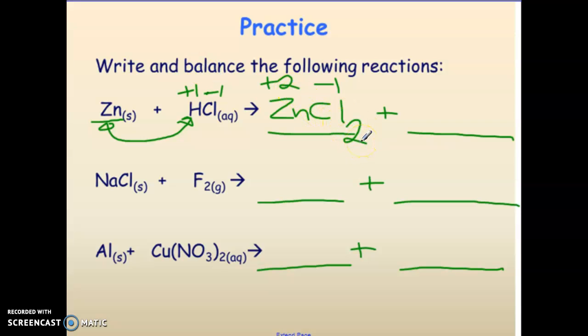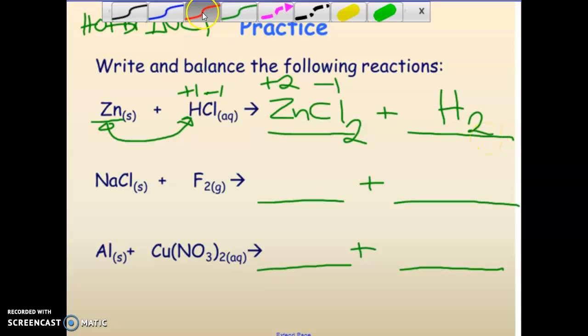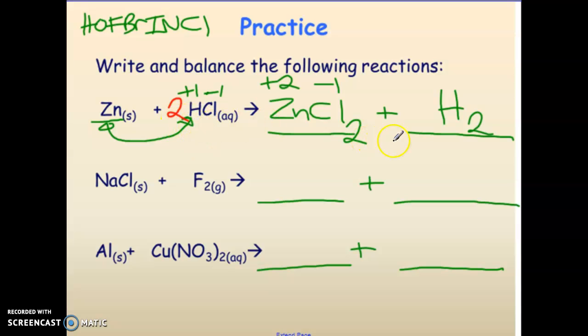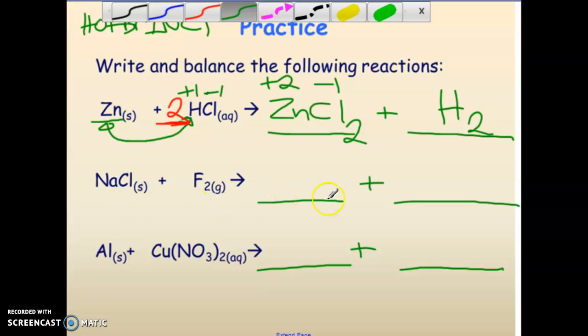This is from the first part of chemistry. And hydrogen is now by itself. We know that hydrogen is a Hofbrinkel element, which means it's going to have a 2. So to balance this, we just need to put a 2 in front of HCl because there are 2 H's and there are 2 chlorines. So this will make us have a balanced reaction. Okay, let's look at the next one.